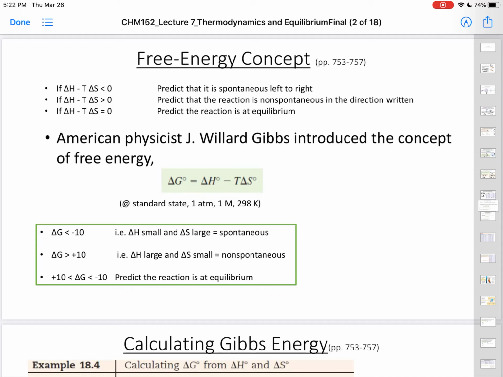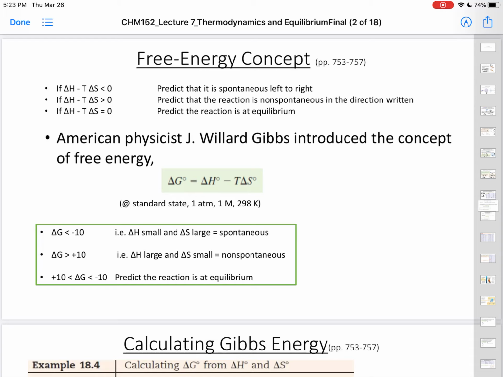So this is Thermodynamics and Equilibrium Part 2. And so we're basically continuing our thought of all the different variables in the idea of thermodynamics. So this next concept is called the free energy concept.